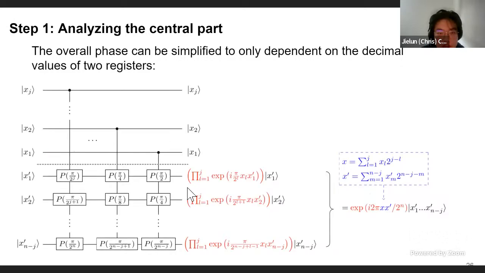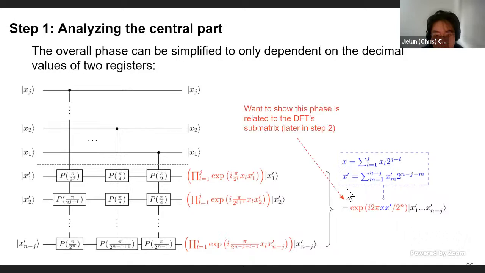If we do some analysis, we can see that all these phases can be combined into a very elegant equation that only depends on the decimal value of the register. So there's no longer a bit string; we just combine all the bit strings into a single decimal number, and it's just this single phase here. And just to remind, we want to show this phase is related to the DFT submatrix later in step 2.